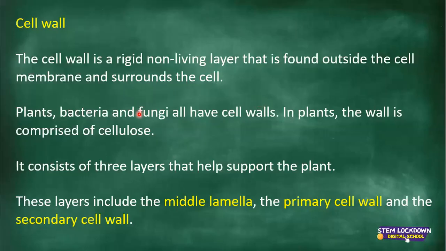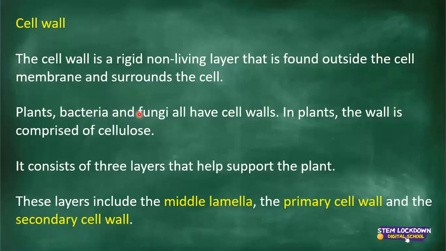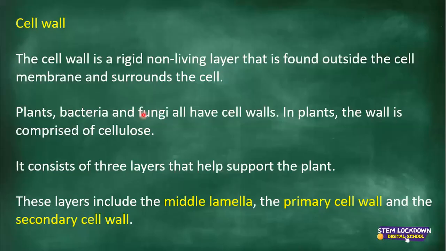We will start with this, the animal cell, right? And now the cell wall. What is the cell wall? The cell wall, which you might have noticed, is not available on this one. You don't find it on the animal cell. You'll only find it on plants, bacteria, and fungi, not animals.